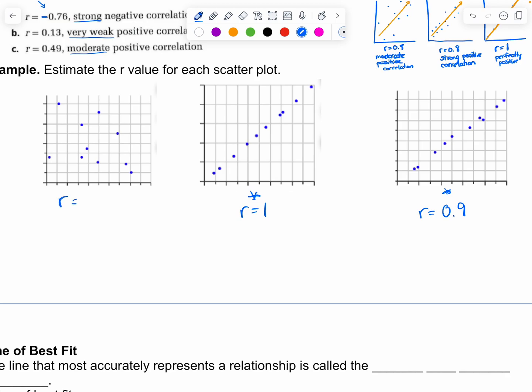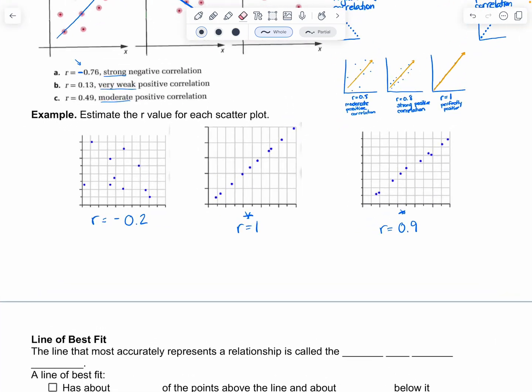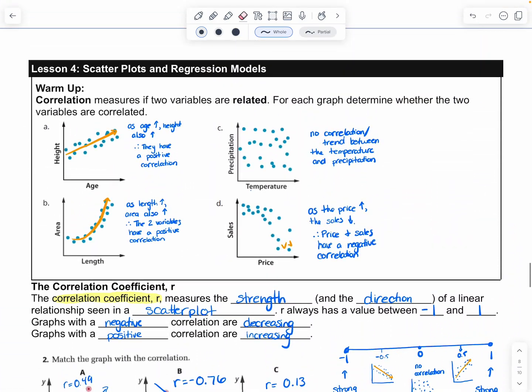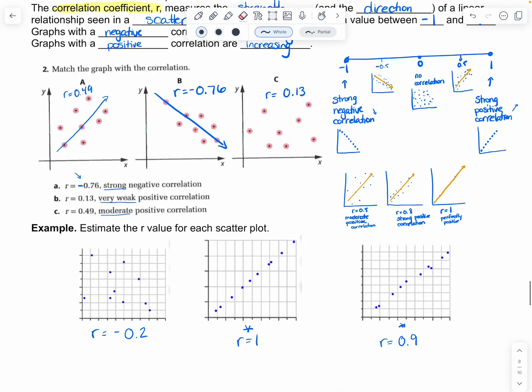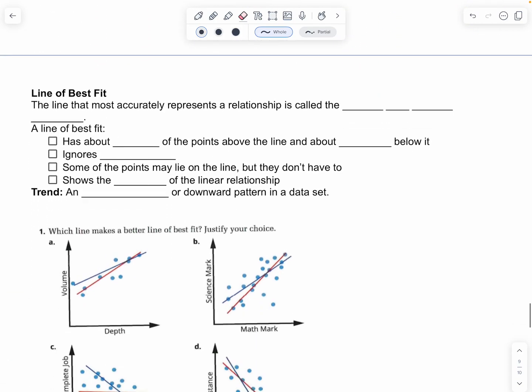This first one is a pretty weak correlation, so this would be something close to 0. Maybe you notice a slight decrease, like over time there's a decrease, so maybe like negative 0.2. And again, you won't need to actually calculate these. You'll just need to be able to interpret what they mean. Okay, so that's the first concept: regression, correlation coefficient, the R value.